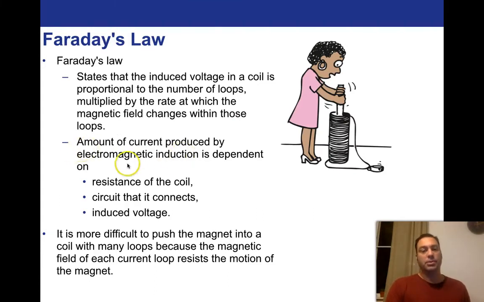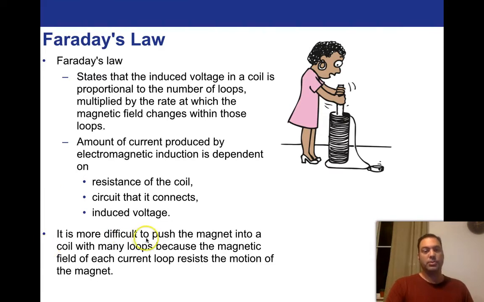The amount of current produced by electromagnetic induction is dependent, I inadvertently said independent, dependent on the resistance of the coil, the circuit that it connects, and the induced voltage, right? So this is related strongly to Ohm's law. Ohm's law is resistance. The circuit that it connects includes the resistance and the voltage and the induced voltage. All of these things are related. So again, the previous lecture talks about Ohm's law.